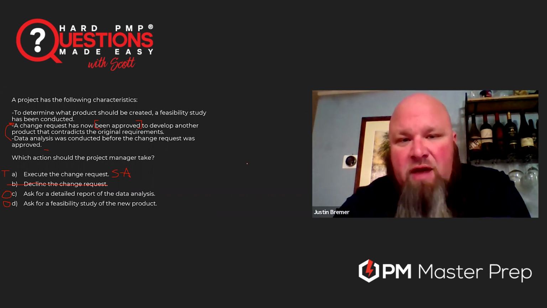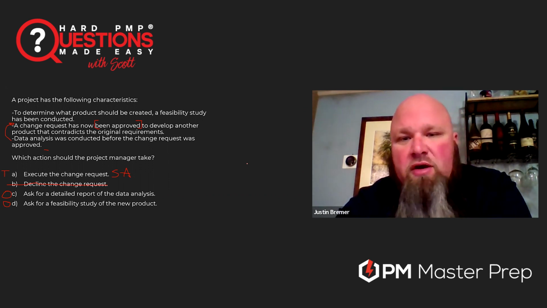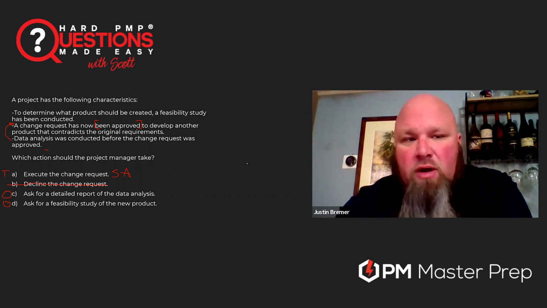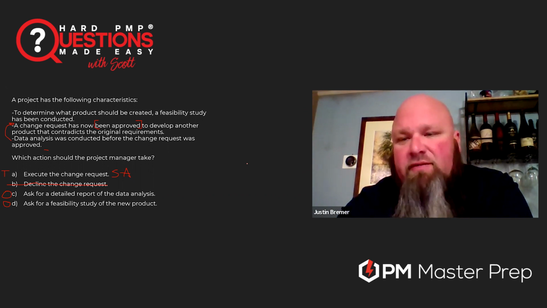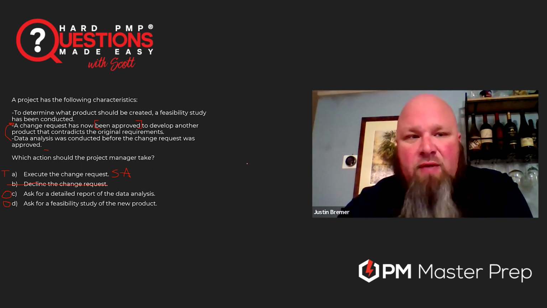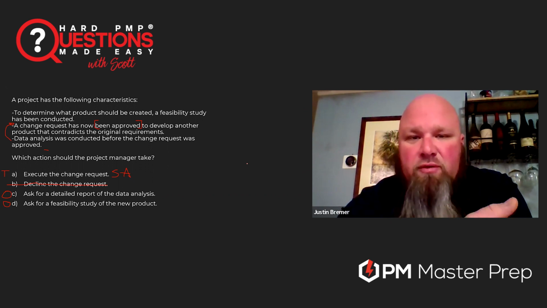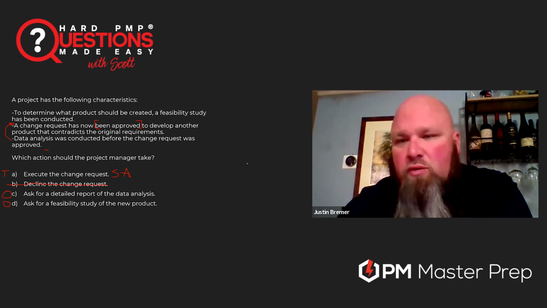A change request has now been approved to develop another product that contradicts the original requirements. So of those two products, they're talking about that. But then the third bullet says data analysis was conducted before the change request was approved. Well, if you're following process, that analysis is going to be reviewed before that decision's made. So if you flop the second and third bullet and read it that way: to determine what product should be created, a feasibility study has been conducted. Data analysis was conducted before the change request was approved. A change request has now been approved to develop another product that contradicts the original requirements.